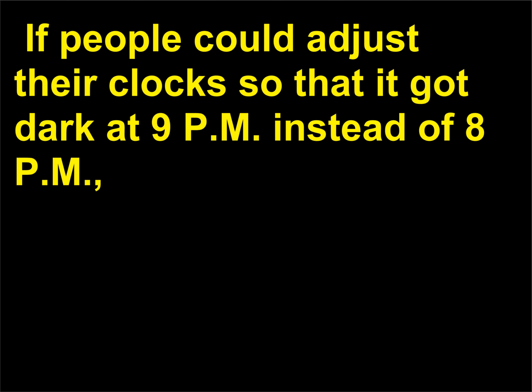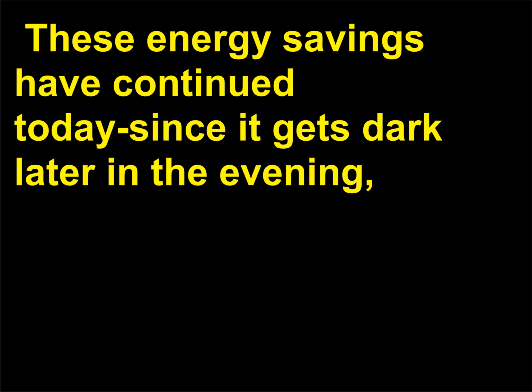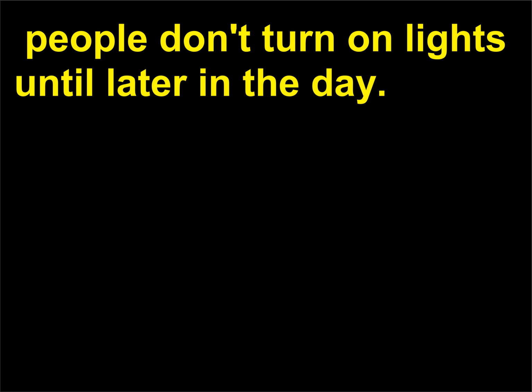If people could adjust their clocks so that it got dark at 9 p.m. instead of 8 p.m., then they could turn their lights on 1 hour later, or not at all if they simply went to bed when it got dark. These energy savings have continued today since it gets dark later in the evening. People don't turn on lights until later in the day.